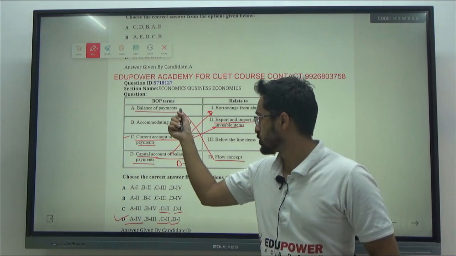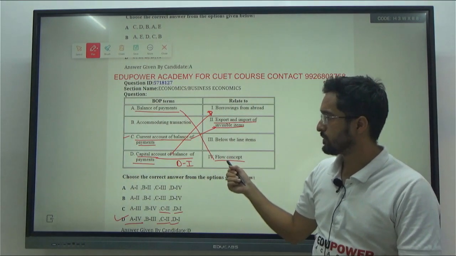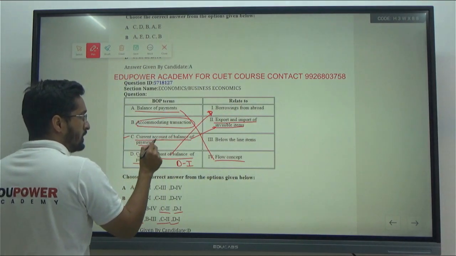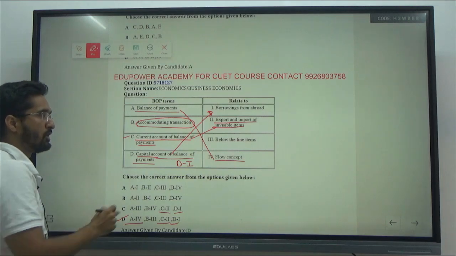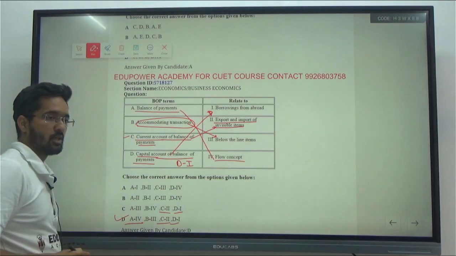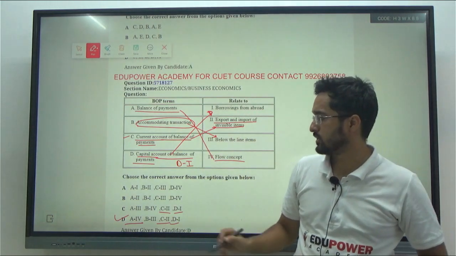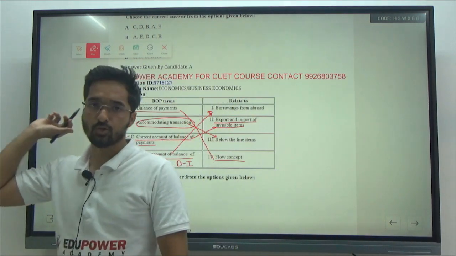Because balance of payment is a flow concept. This I will teach you in the next lecture, accommodating transactions. Accommodating transactions are BTL, they are below the line items. Okay. So, answer is D. So, this is an actual previous year question.